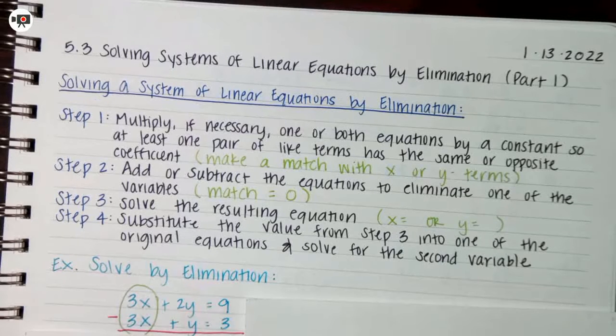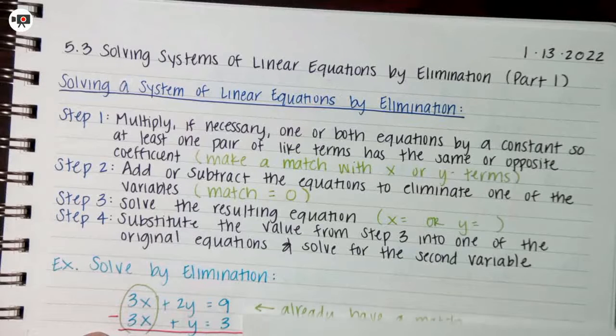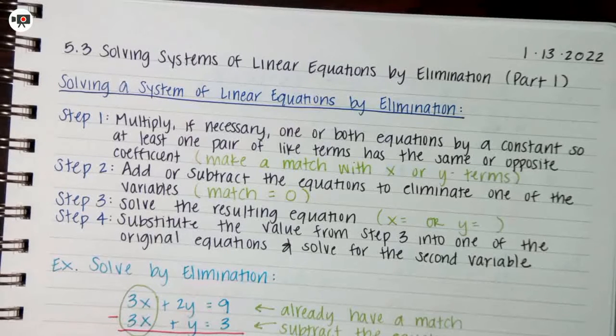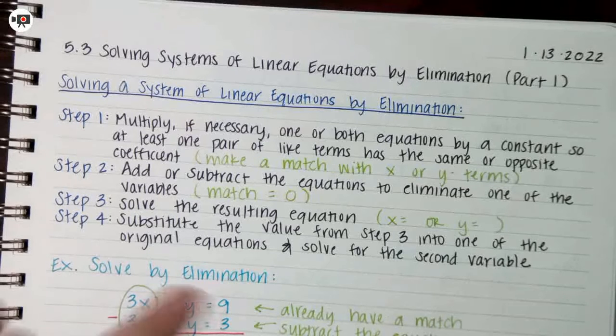If I have 3x plus 2y equals 9 and 3x plus y equals 3, I can see that they both have a match in the 3x's. We already have a match, so I'm going to subtract my two equations because that will eliminate my x term. 3 minus 3 is 0, and so x's are gone. Then I have 2 minus y, which is y, and 9 minus 3 is 6.